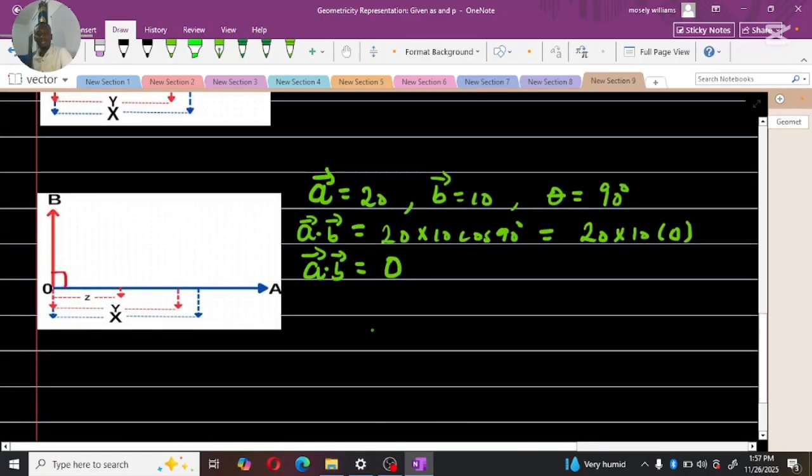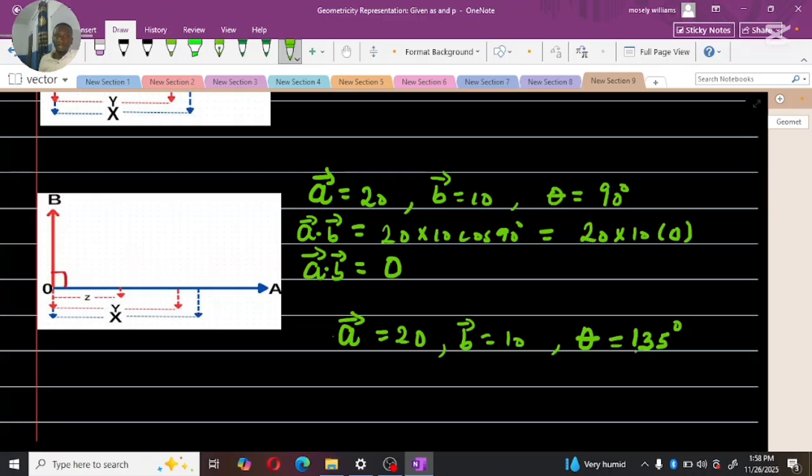So let me just give you this assignment. Try this: we still have the magnitude of A to be 20, B to be 10, but here the angle between them is 135 degree. So you can do that. Then we meet again where we'll be talking about the cross product.